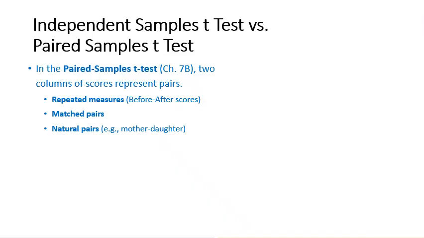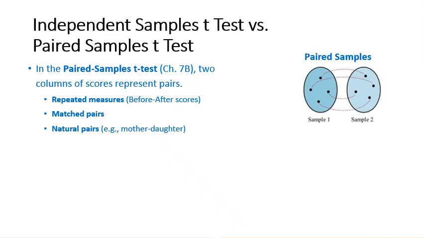Like maybe we had repeated measures, where each individual had two scores, a before score and an after score, or maybe we had matched pairs, like the top student in the class compared with the top student in a different class, but we would compare those two individuals, so the data came in pairs. Or natural pairs like mother-daughter or husband-wife or something like that. And you can see that here in this example.